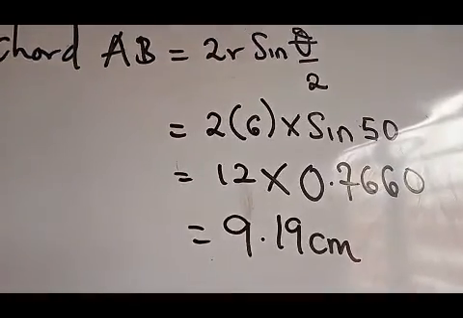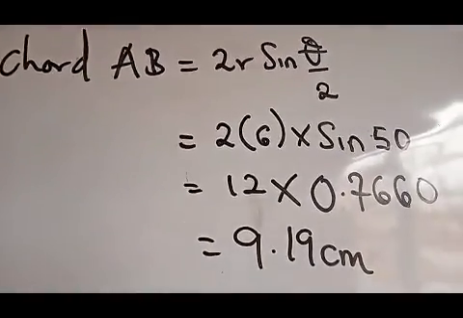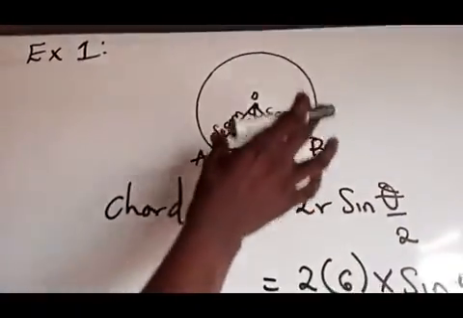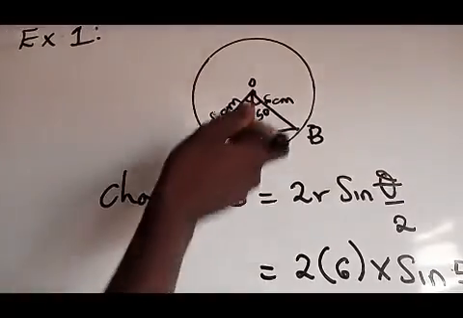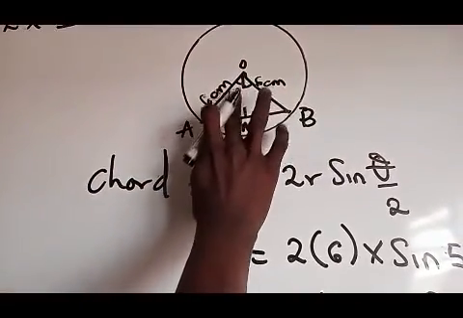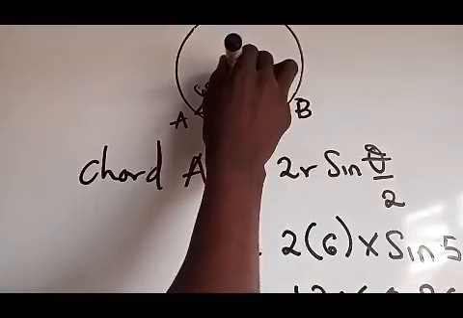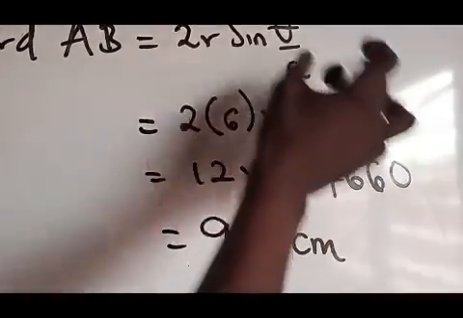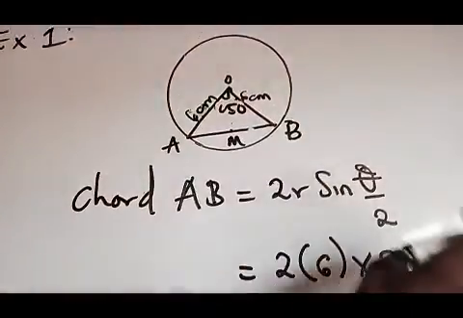If you have any question like this, don't forget the first thing you are going to do is, whatever theta you are given, you have to divide it by 2. So if my theta here is 150, the theta you are going to be using here will now become 75, because you are going to divide it by 2, which gives you 75.